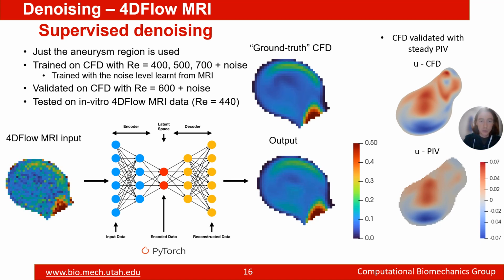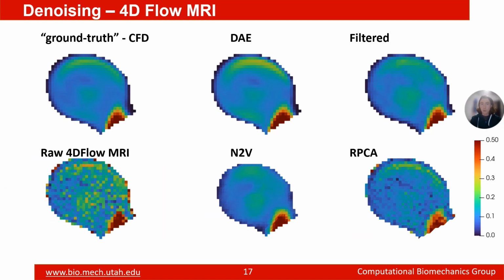So that's the input to our network. Then the output is the denoised flow field. Then we can compare it to the ground truth CFD. By ground truth, I mean it's at the same Reynolds number as the 4D flow MRI. Let's compare all of our methods.